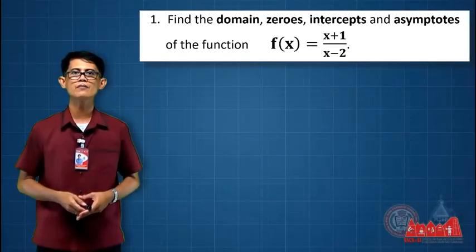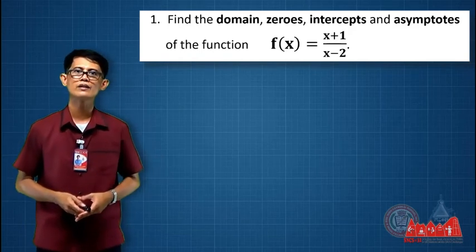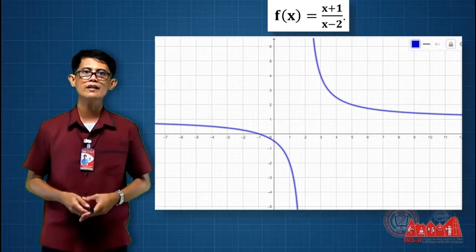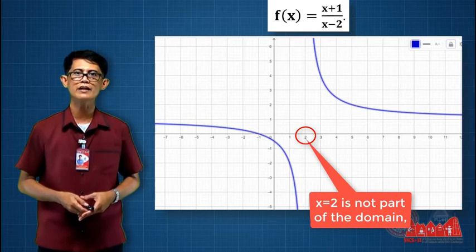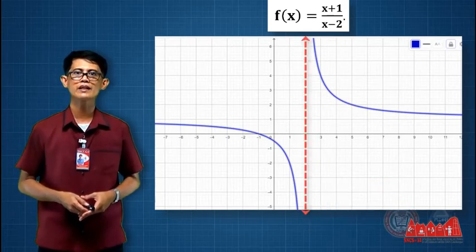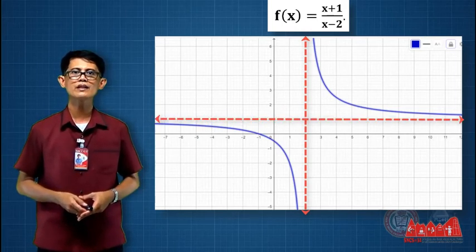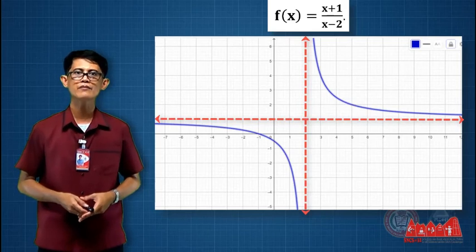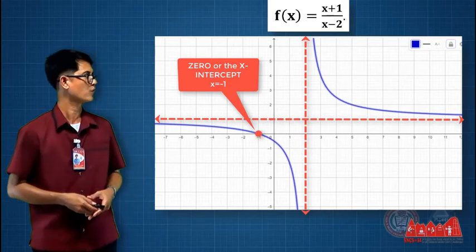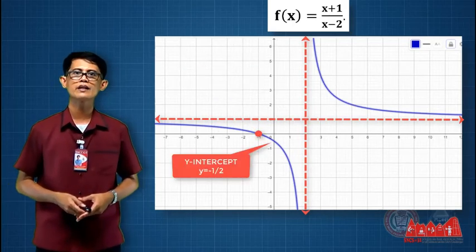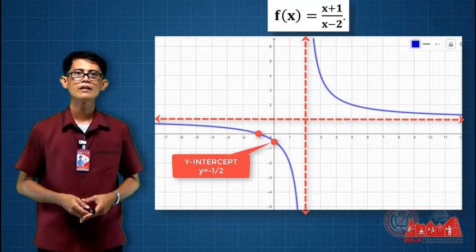Now let us see the graph of f of x equals x plus 1 divided by x minus 2 using GeoGebra to check our work. This is our graph. We can see clearly that x equals 2 is not part of the domain of f of x. At the same time, the line x equals 2 is the vertical asymptote, while the line y equals 1 is the horizontal asymptote because the graph gets closer to these lines but never touches them. The zero or the x-intercept of the function is at x equals negative 1, and the y-intercept is at y equals negative 1 half.